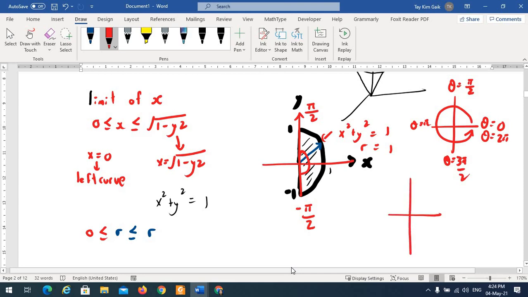We have another way. If theta is measured clockwise, up to here, this is actually theta equal to negative pi over 2. So 3 pi over 2 can be equal to negative pi over 2. That's why theta is actually from negative pi over 2 until positive pi over 2, because from here to here, into the first quadrant. So theta is from negative pi over 2 to positive pi over 2.